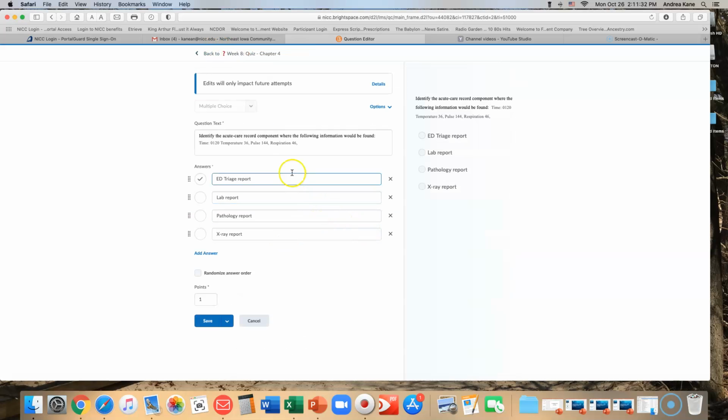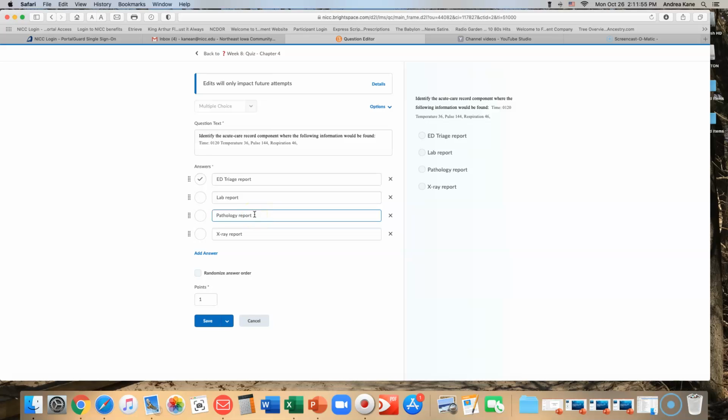All right, next one. Here we go. "Time, temperature, pulse, respiration." What is this? Would a lab report have vital signs on it? Because that's what these things are. These are vital signs. Would a lab report, the results of a urinalysis or results of a blood draw, have vital signs on it? No.